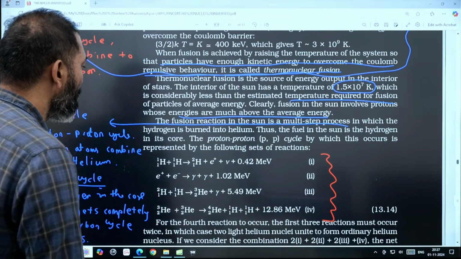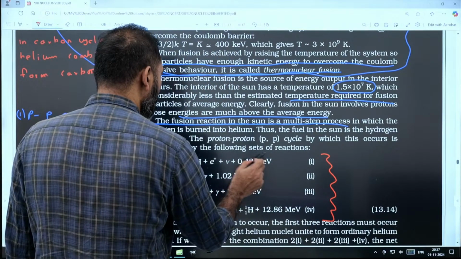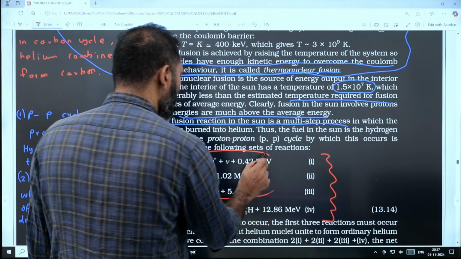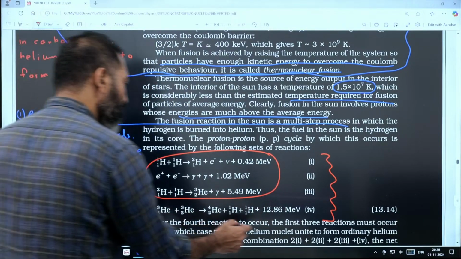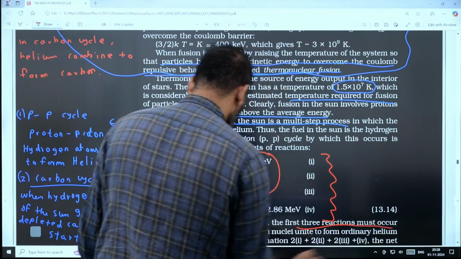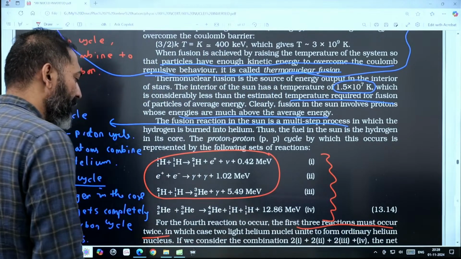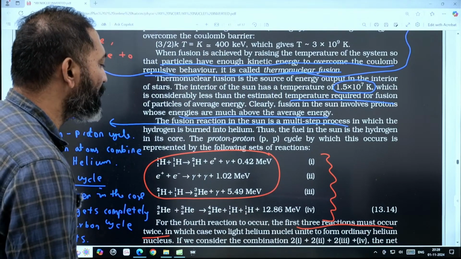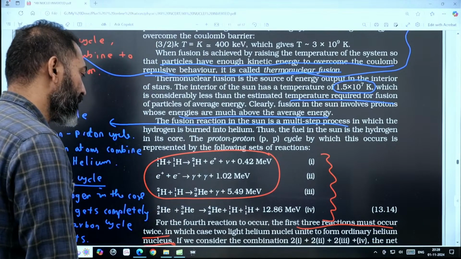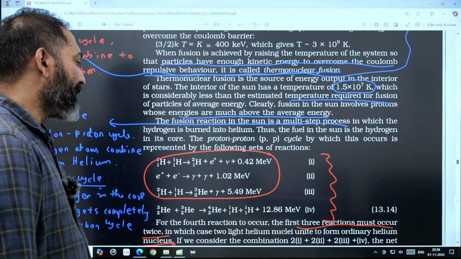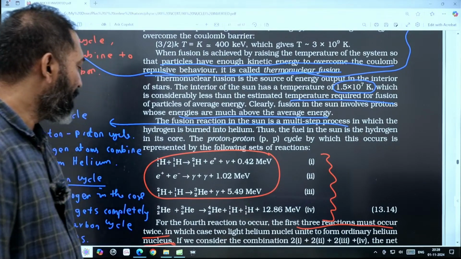Now remember, for the fourth reaction to occur, the first three reactions must occur two times. In which case, two light helium nuclei unite to form an ordinary helium nucleus.